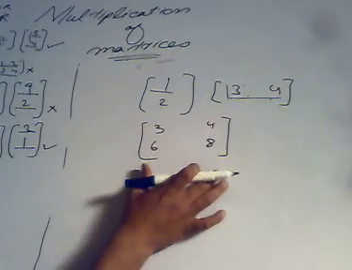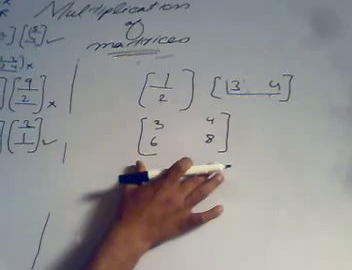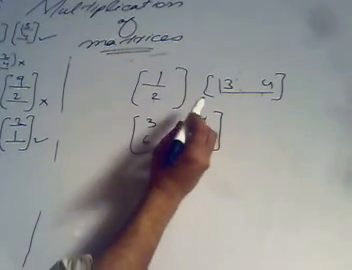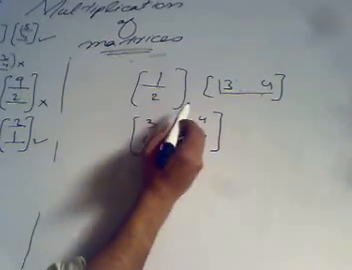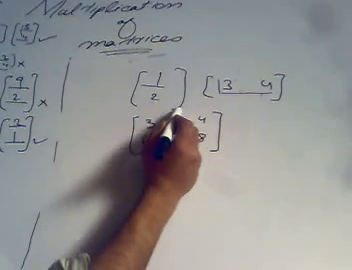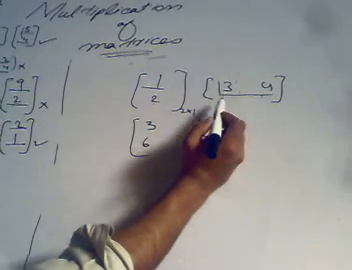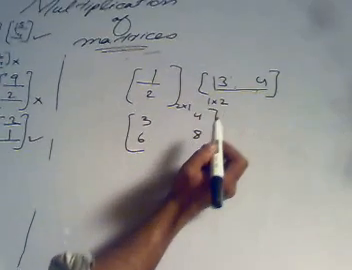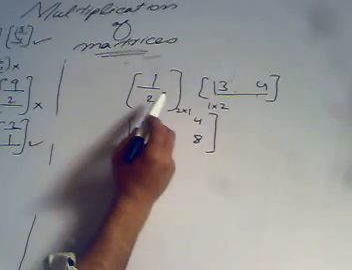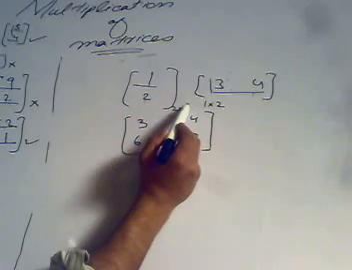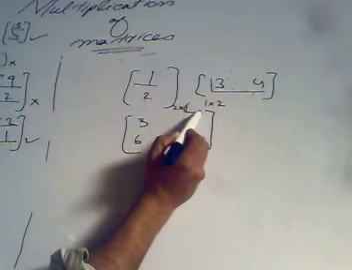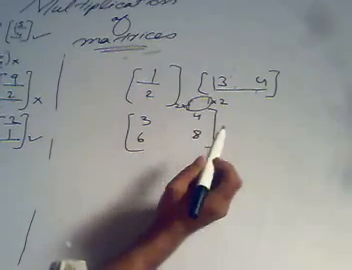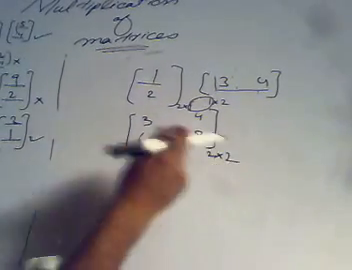Now if you want to judge what order our answer will have, we can guess that. Suppose the order of this matrix is 2 rows and 1 column, so it is 2 cross 1, and this matrix has 1 row and 2 columns, so it will be 1 cross 2. Now if we eliminate the column of the first and the row of the second, we get the order of the resultant matrix, that is the product of the matrices. It will be 2 cross 2, and here we have a 2 cross 2 matrix.